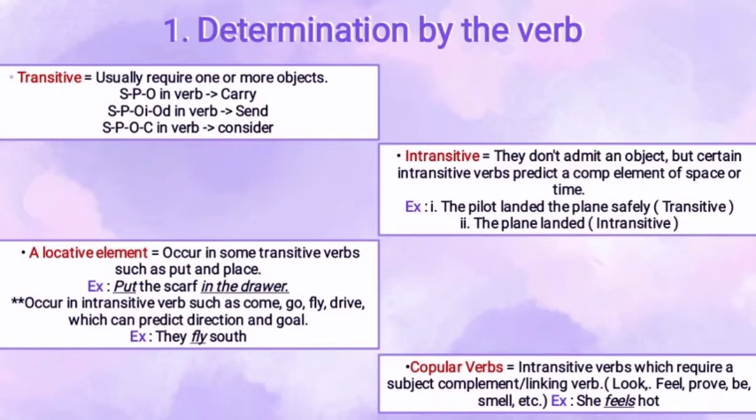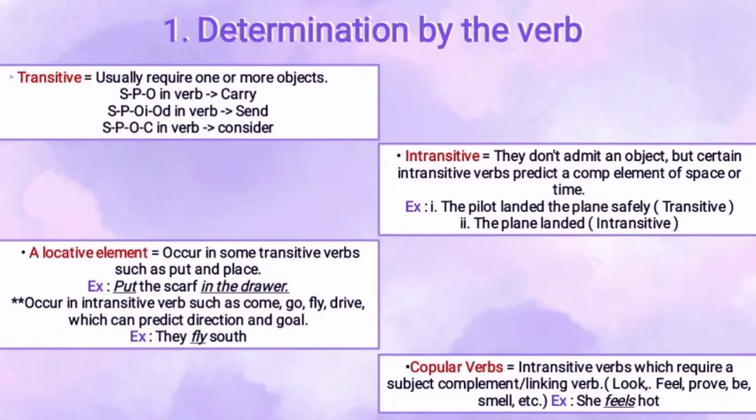Locative elements occur in some transitive verbs such as put and place. For example, put the scarf in the drawer. Put is a locative element. They also occur in intransitive verbs such as come, go, fly, drive, which can predict direction and goal. For example, they fly south.